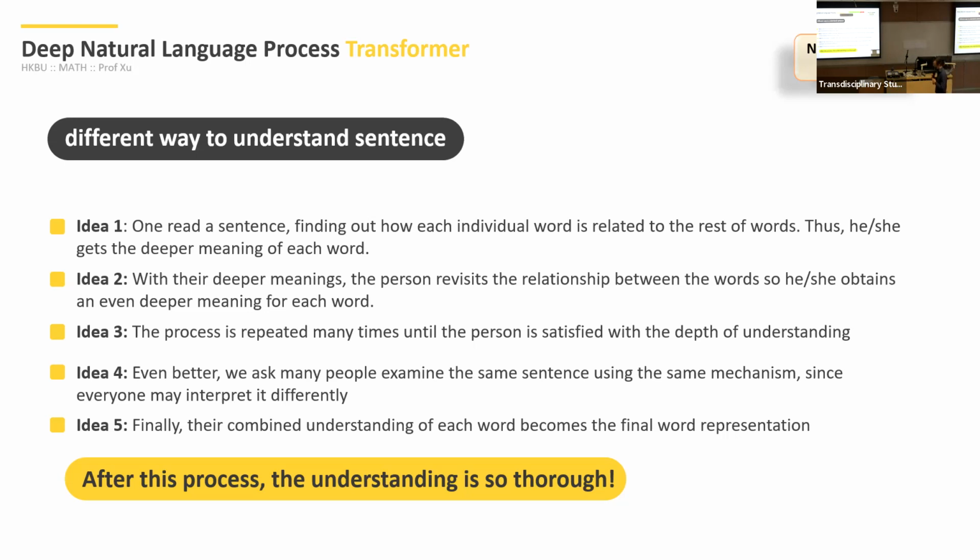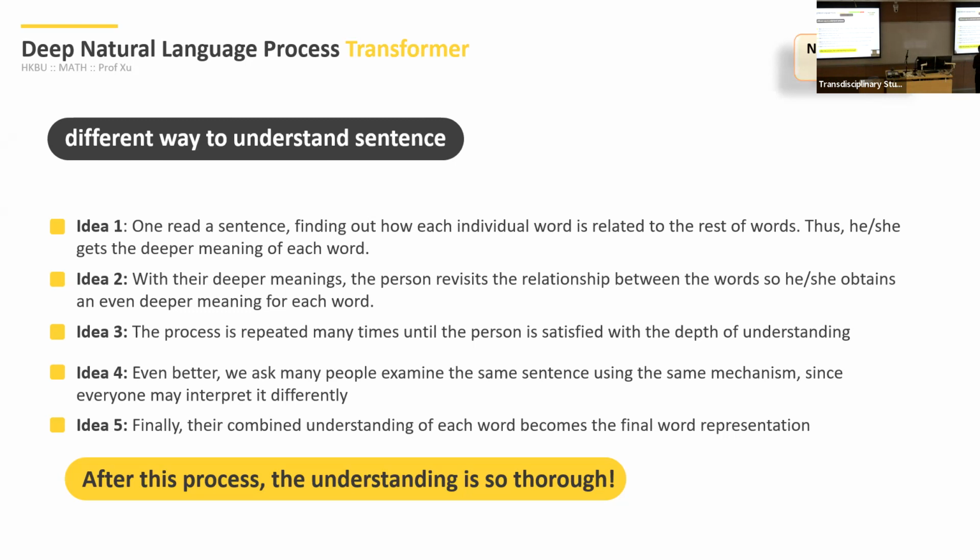Imagine now we have a very different way of reading a sentence. Okay, so I said before, the recurrent neural network is essentially a person reading a sentence from left to right and right to left once. Okay, and that's sufficient. Now, what if we have an entirely different way of reading a sentence? What we do is this. We have these 5 different ideas. And hopefully the way I'm explaining will make a lot of sense to you. So the first idea is this.